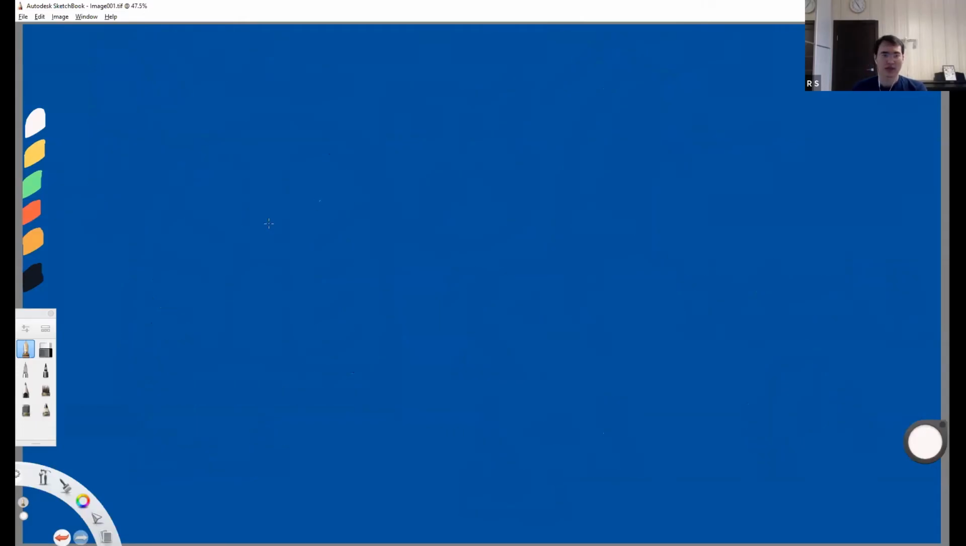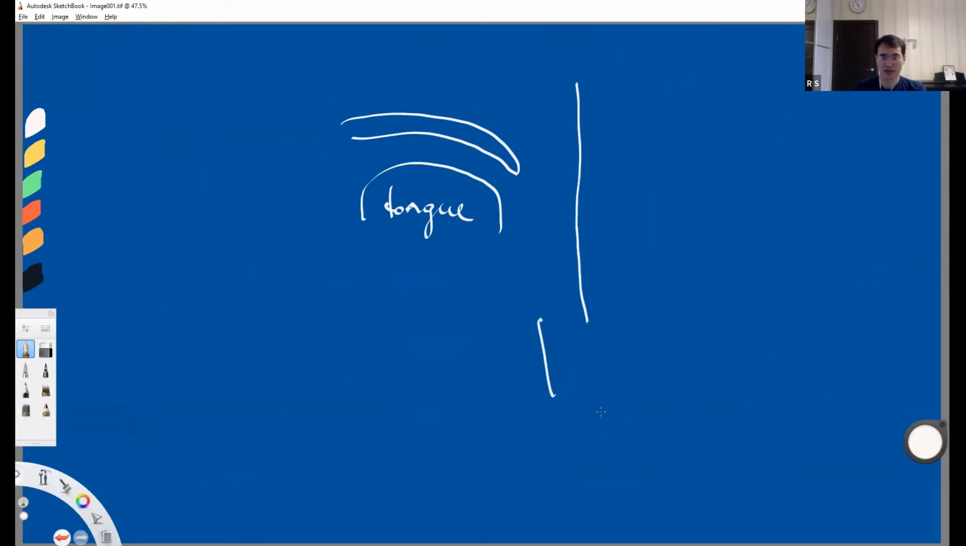So the problem with the esophagus, so let's say this is your palatinum, here you have your tongue, and here is the esophagus.